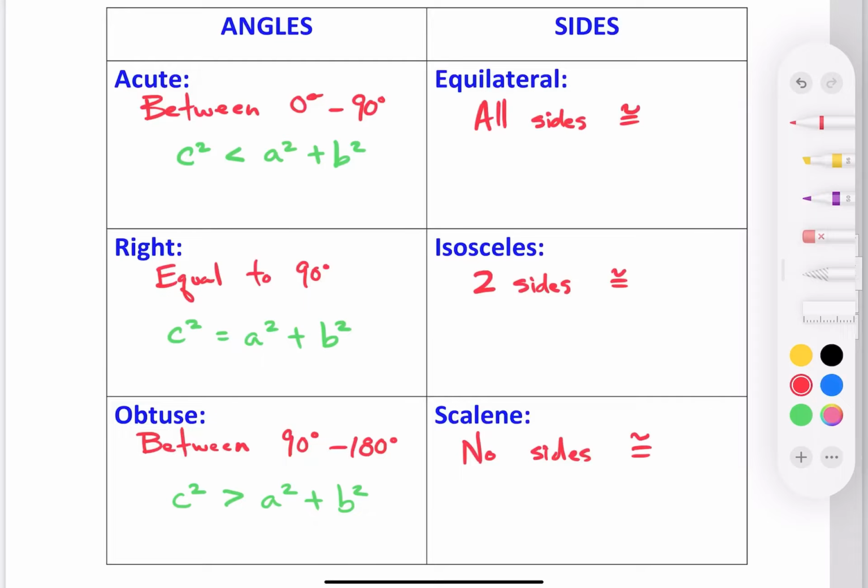Now, the equilateral triangle has to be an acute triangle because in an equilateral triangle, all three angles are going to be 60 degrees. Now, in an isosceles triangle, they could be a right, an acute, or an obtuse triangle as well. Scalenes could also be acute, right, or obtuse. So we want to be able to classify these triangles by being as specific as possible. So if it's an isosceles triangle, well, is it an acute isosceles, a right isosceles, or an obtuse isosceles? So that's what we want to do when we're classifying our triangles. We want to be as specific as possible.